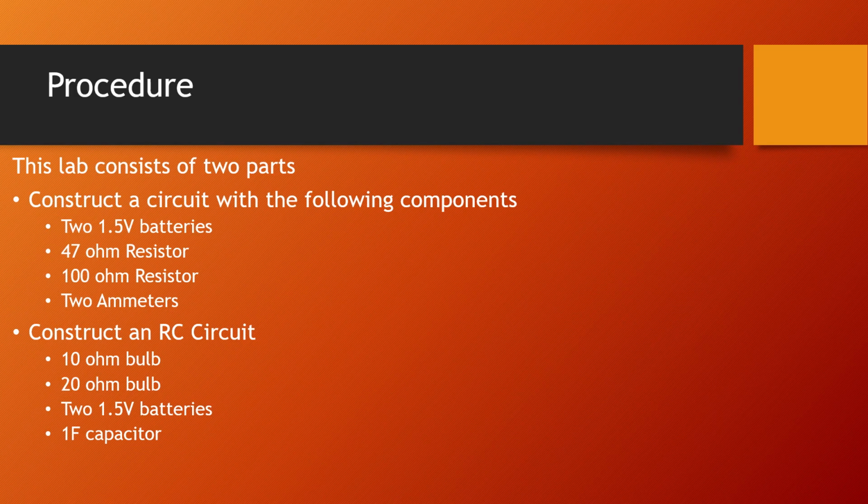This lab consists of two parts. The first part was constructing a circuit with two 1.5 volt batteries, 2 resistors, and 2 ammeters, as I explained on the last page. The second part is constructing an RC circuit with a 10 ohm light bulb, a 20 ohm light bulb, again two 1.5 volt batteries, and a capacitor.